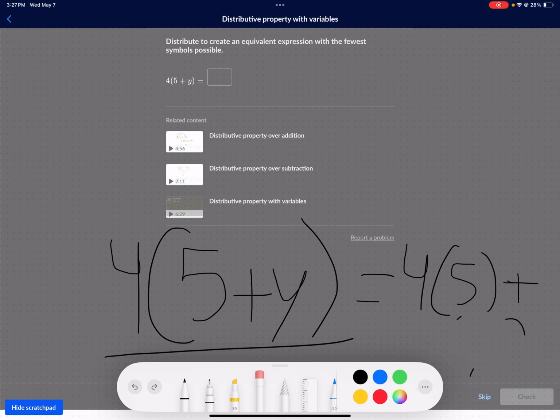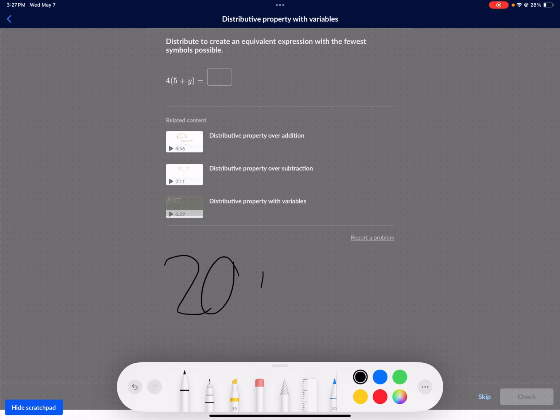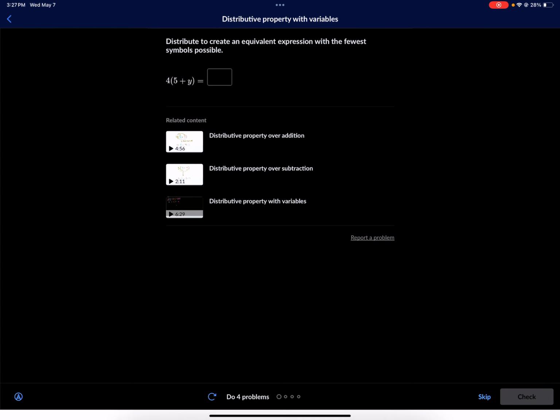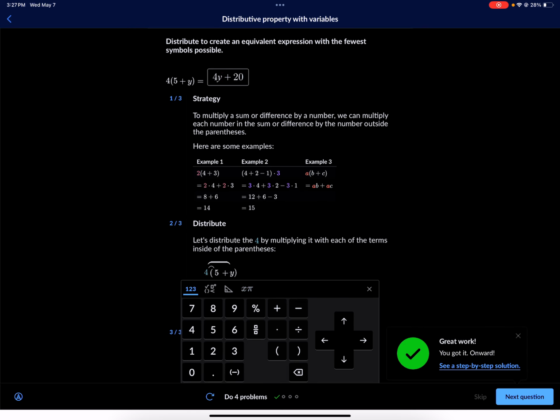So, what do we do here? Well, we know that 4 times 5 is equal to 20. And then 4 times y, when we have a number and a variable, we just combine them. So the answer here is 4y plus 20. So, if you got that right, good job.